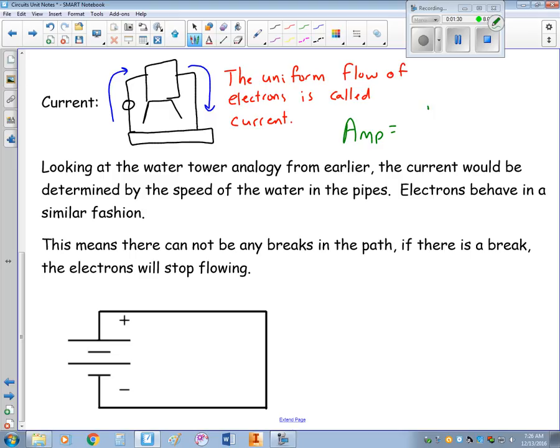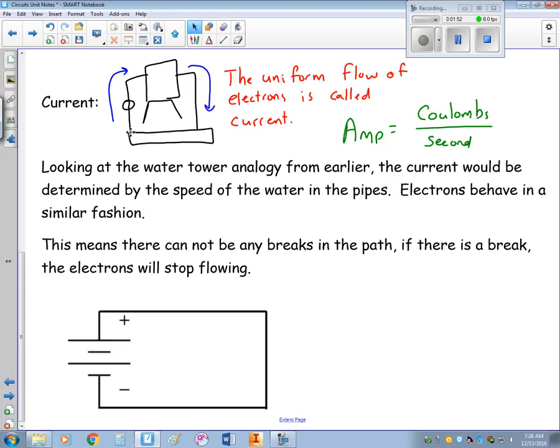So that's going to be coulombs, the unit of charge, per second, the unit of time. So looking at the water tower analogy, the current would be determined by the speed of the water in the pipes. Electrons behave in a similar fashion.